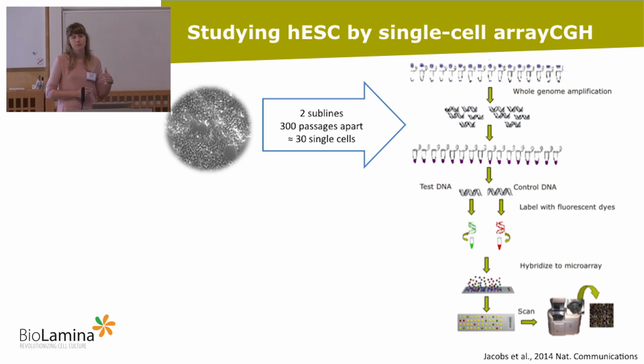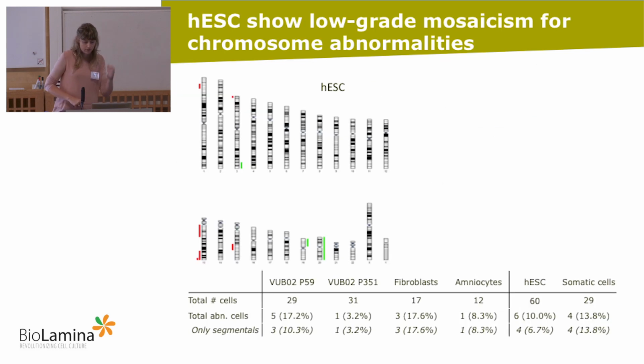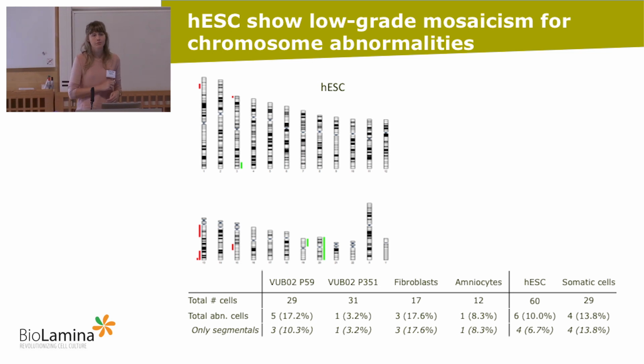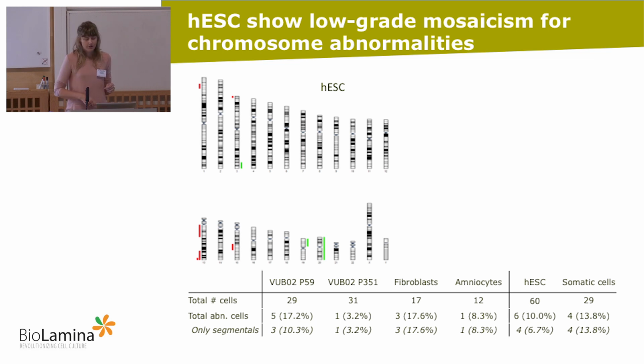So there's no difference in the early and late passage. In fact, we also did some somatic cells to compare to, and it is quite remarkable that somatic cells in culture, they actually have pretty much the same percentage of chromosome abnormalities, like segmental gains and losses, as the pluripotent stem cells. So here you have a more detailed overview, and I think the most important part is down here. So you have the embryonic stem cells with about 10% of abnormal cells, the somatic cells also with about the same percentages. And in fact, here, I think even it's not statistically significant. So there is no real difference between an early and a late passage of the embryonic stem cells.